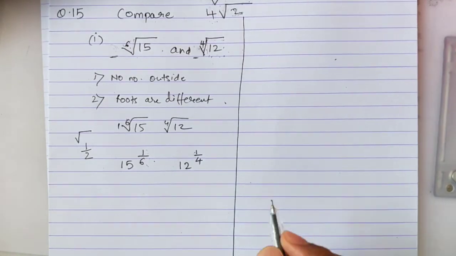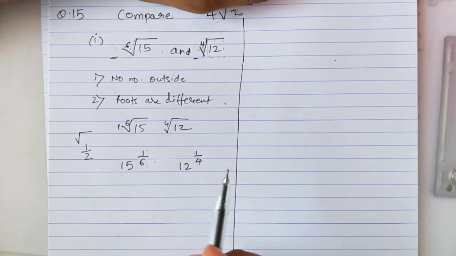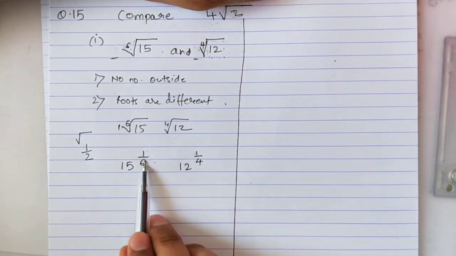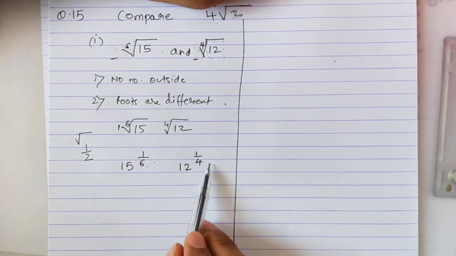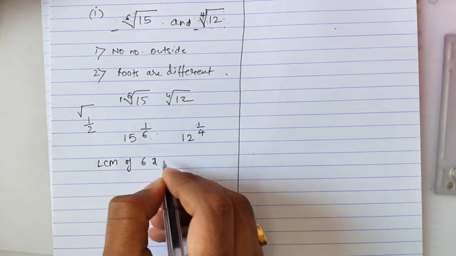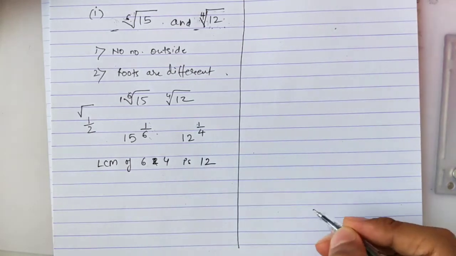Now the powers are not same. I cannot compare directly. So let's make the power same. How? I'll take the LCM of these two denominators in the power, 6 and 4. So what is the LCM of 6 and 4? LCM of 6 and 4 is 12.